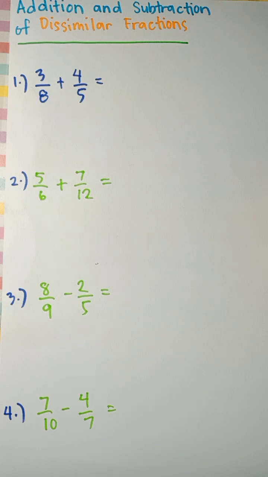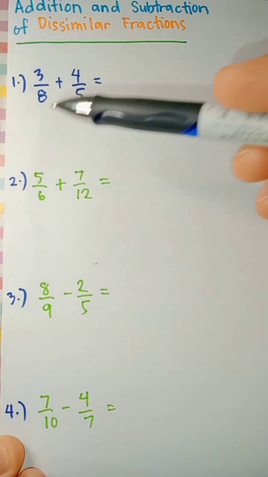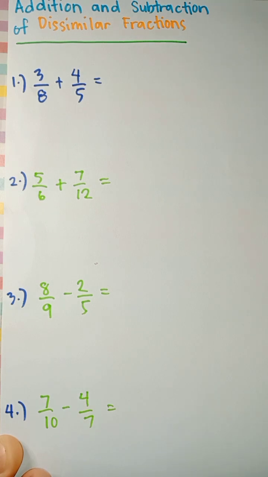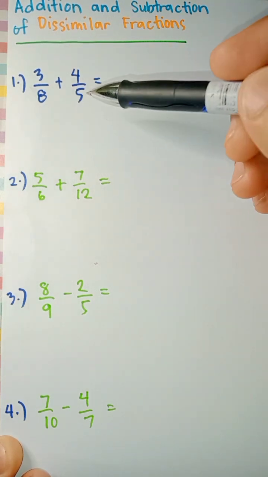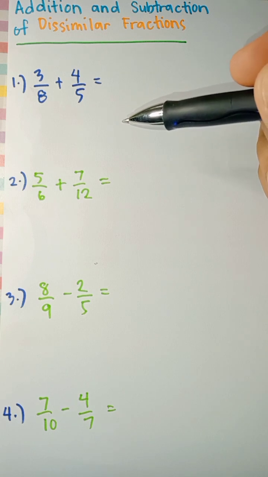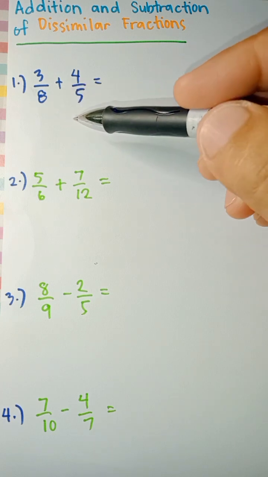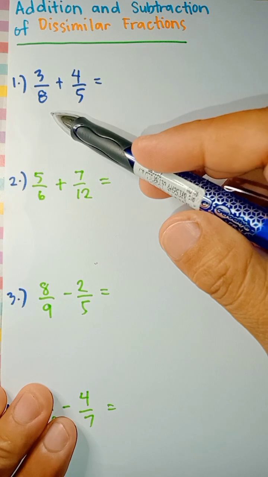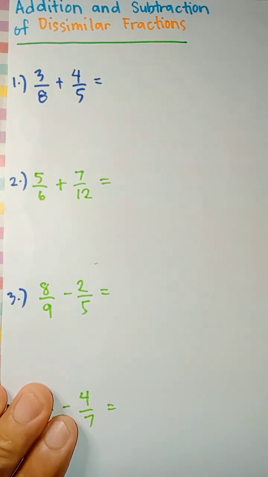So I will teach you two methods. So the first method is to convert these dissimilar fractions into similar fractions. How? By finding its least common denominator or LCD. And by finding the LCD, we have to find its LCM or least common multiple. Now, the least common multiple of 8 and 5 is 40.